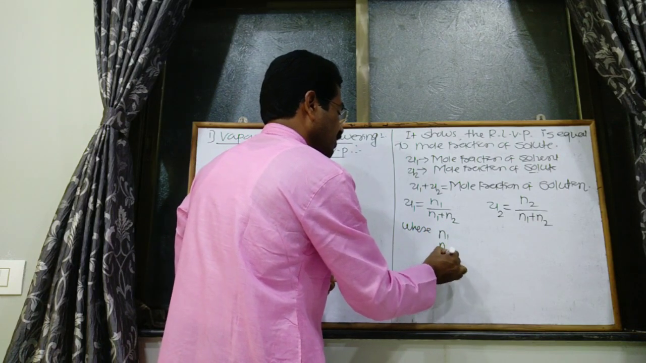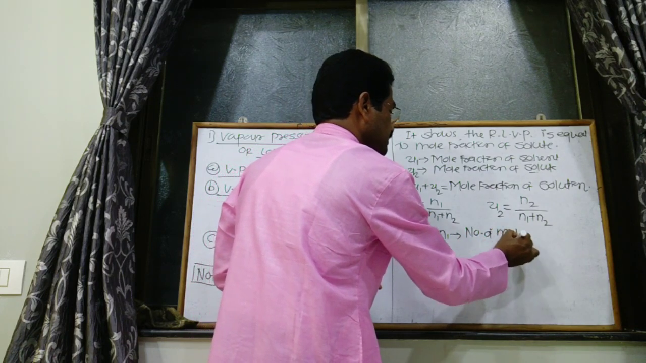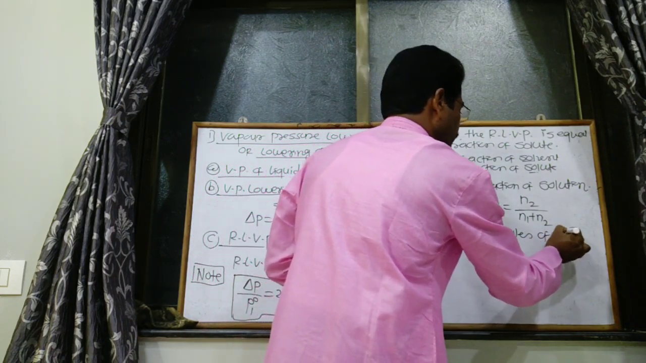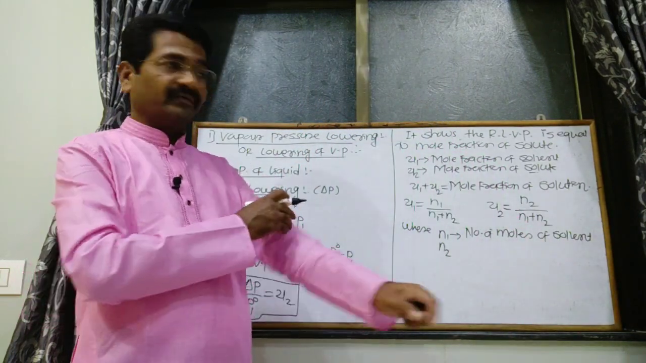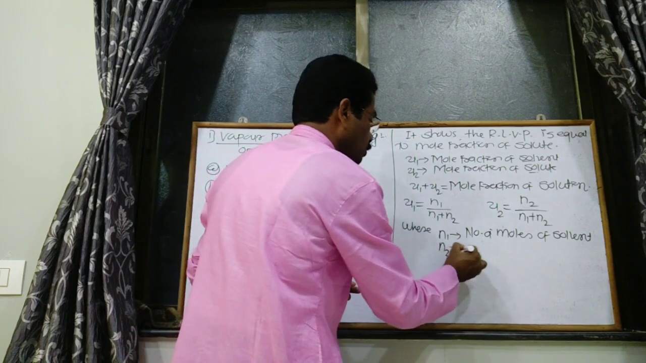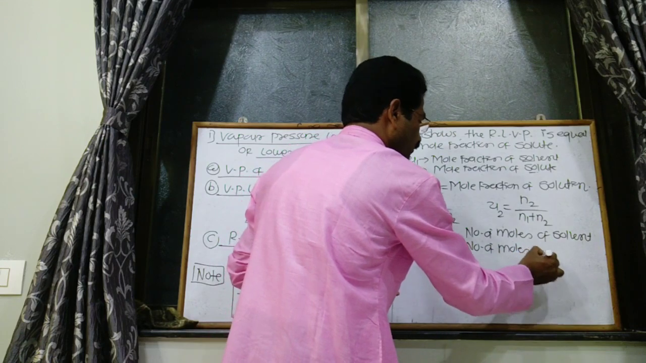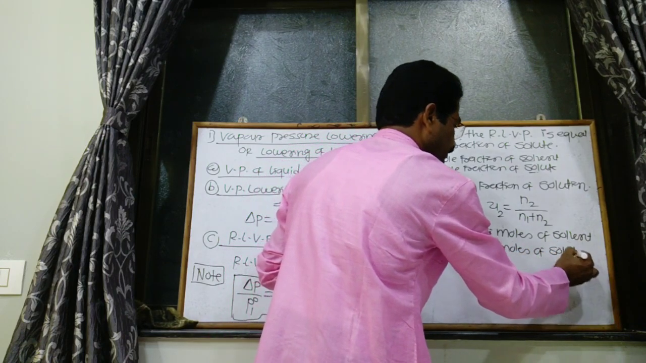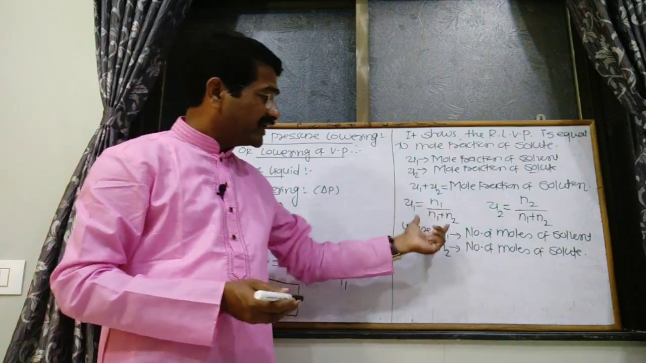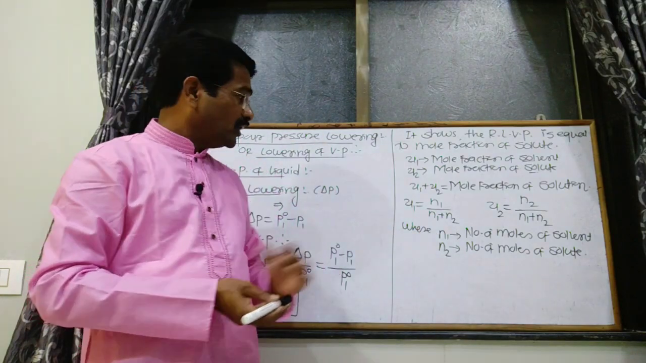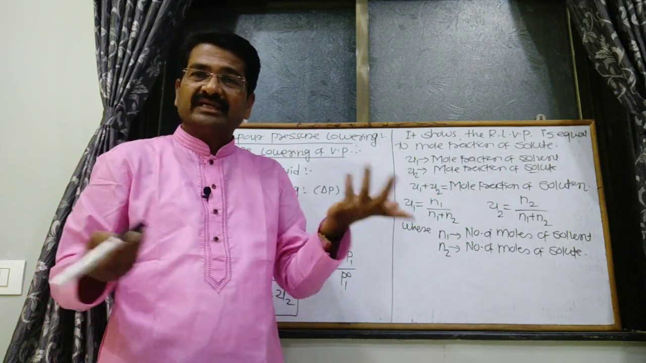N1 is the number of moles of solvent, which is taken as the bigger proportion in the solution, and N2 is the number of moles of solute. Then the question may be, how to calculate N1 and N2? We know X1 and X2 are calculated from them, but how to calculate N1 and N2?